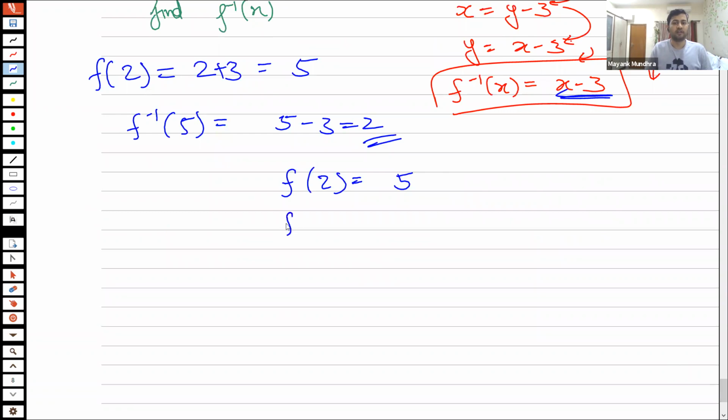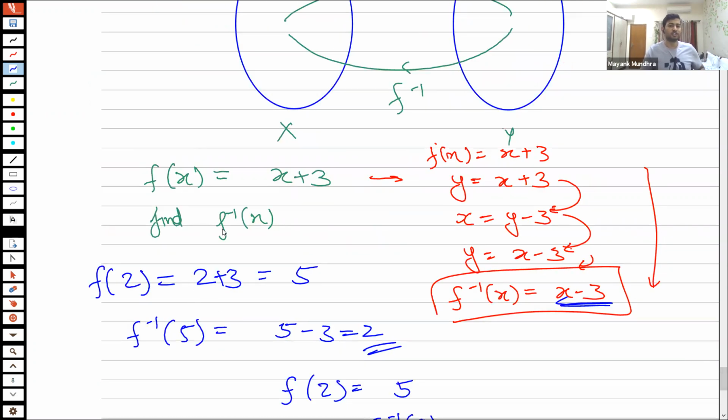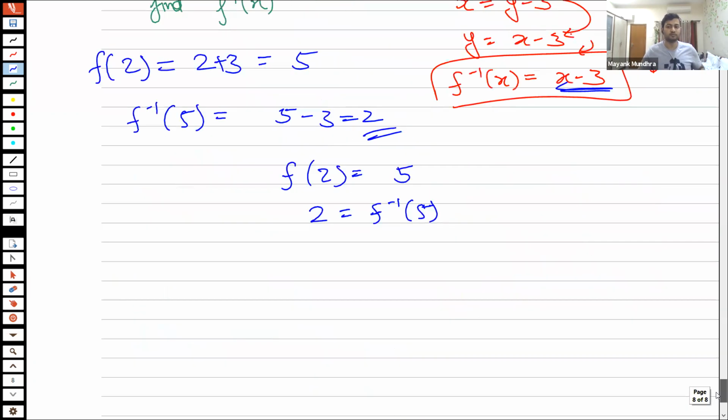Okay, so f inverse of 2 should be equal to f inverse of 5. So this is how you can find the formula for f inverse. Now you can only find the formula for f inverse if the function f is 1 to 1 and onto. So this function is 1 to 1 and onto. X plus 3 is 1 to 1 and onto.